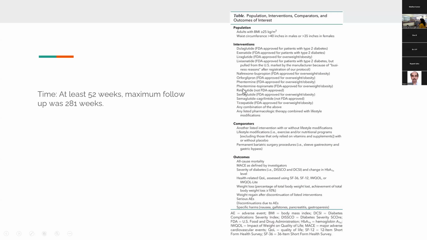Then there is naltrexone, there is phentermine, which is an appetite suppressant, and topiramate, which is an anti-epileptic drug. And tirzepatide is the new kid on the block. It is a combined GLP-1 agonist and a GIP agonist. The comparators are any of the above, or just lifestyle interventions, or prior bariatric surgery procedures. Outcomes were all-cause mortality, major adverse cardiovascular events, severity of diabetes, health-related quality of life outcomes, weight loss as a percentage of body weight, weight regain, serious adverse events, discontinuation due to adverse events, and specific harms.